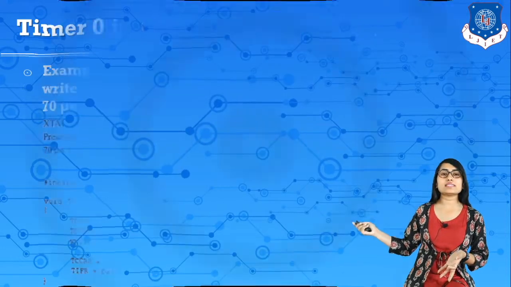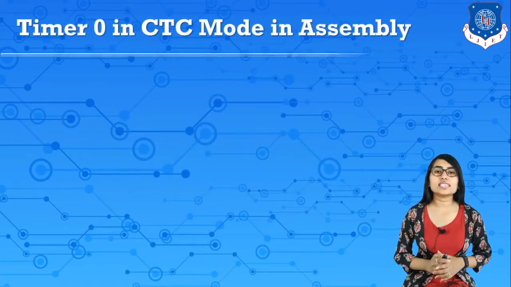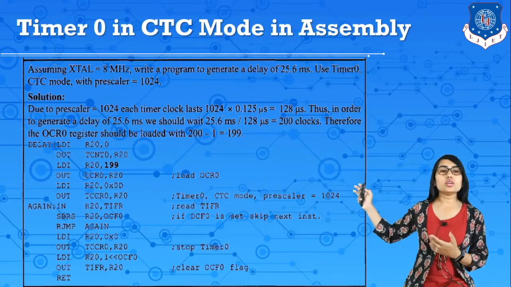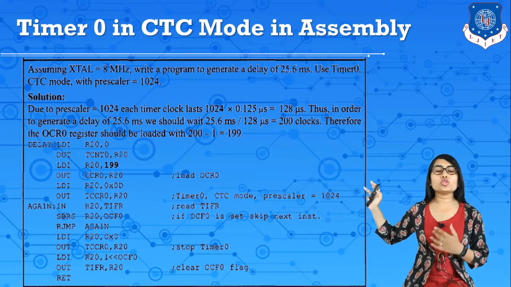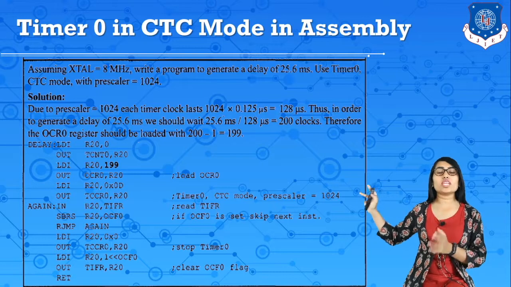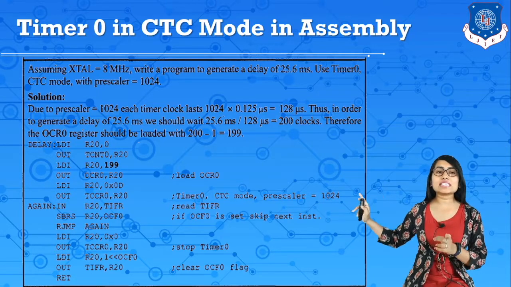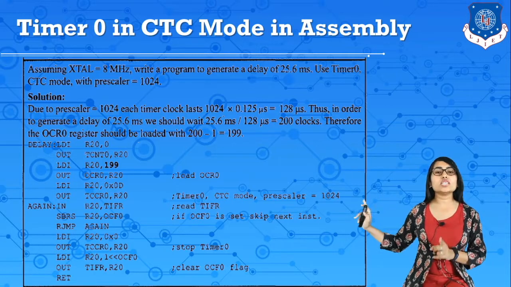Now let's discuss timer 0 in CTC mode in assembly. So assuming a clock frequency of 8 megahertz, write a program to generate a delay of 25.6 millisecond. Use timer 0 CTC mode with a prescaler of 1024.